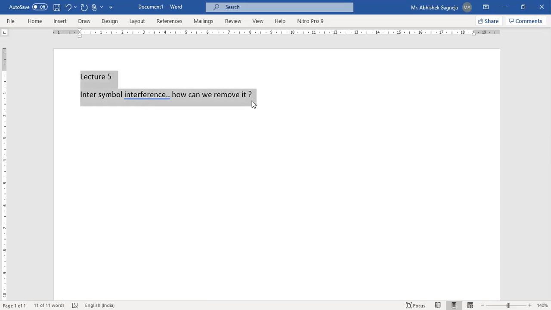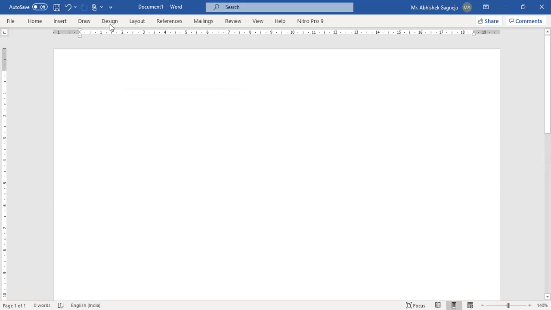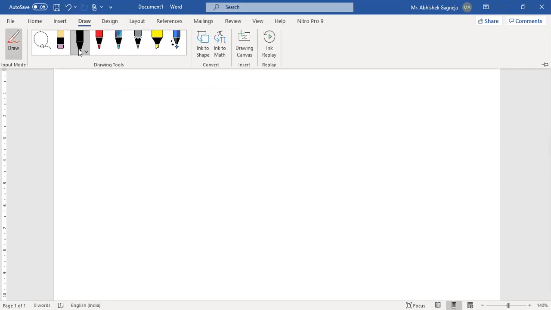See, intersymbol interference, obviously the word means that there are two symbols which are interfering with each other. The point is, first of all, let's build upon the idea of what we understand by symbols, and then try to understand how that interference comes into the picture. So for that, let's first of all look at a block diagram of a communication system.